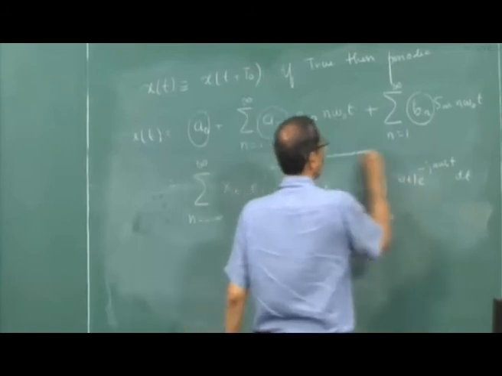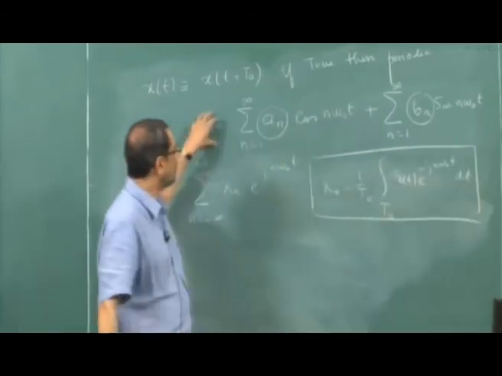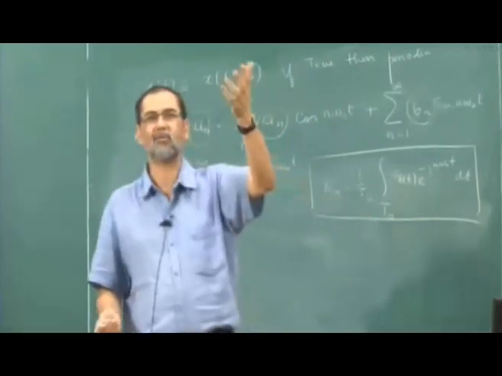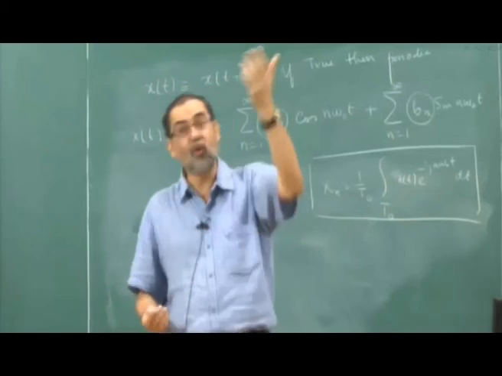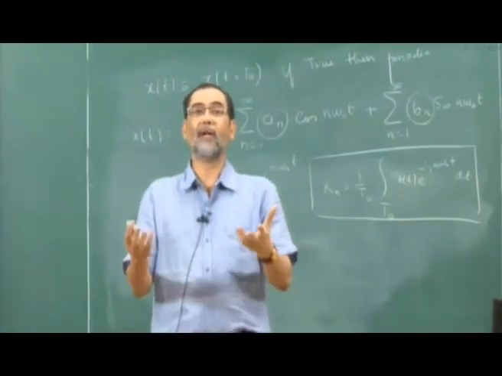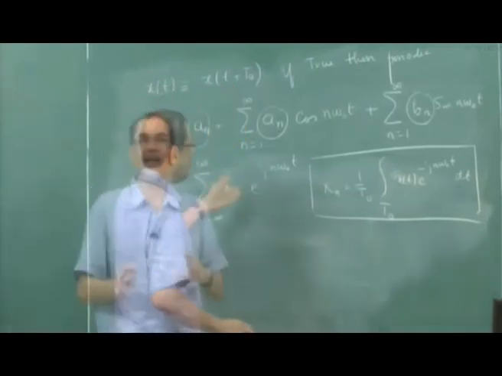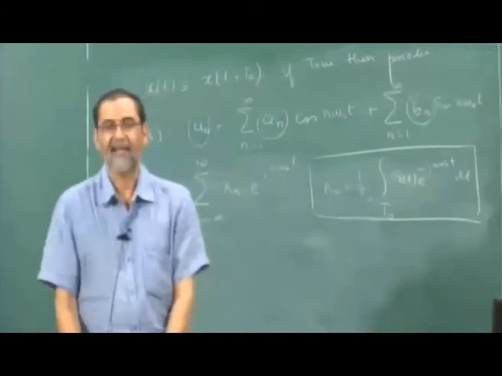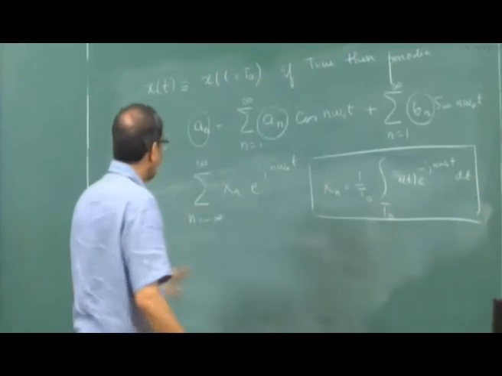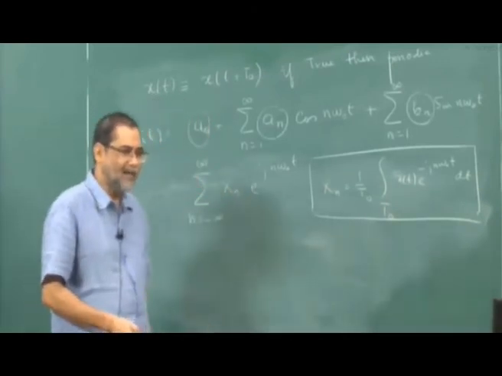So remember, in the previous case, a naught, an and bn, we had different formulas. In one case there was just 1 by T naught, in the other case it was 2 by T naught. So you would have to remember where to use 2 by T naught, where to use 1 by T naught. But in the exponential form, that asymmetry is not there. Everything is very nice. It's simply given by this. I will come back to why this form is important in a minute.